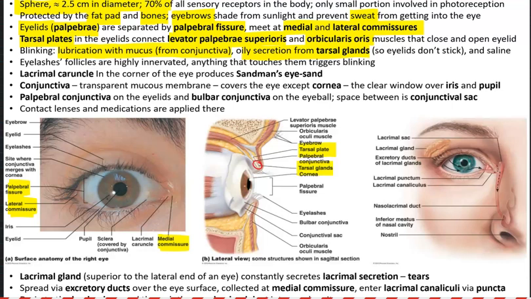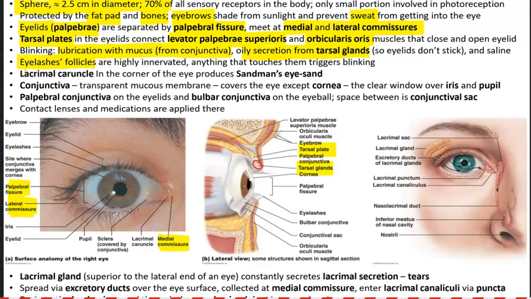Now, blinking, regular blinking, produces the lubrication, but if you consider touching your eyelashes, that also may trigger blinking. Does that make sense? It's a protective reflex that allows you to close your eyes the minute something comes super close to them. Okay?